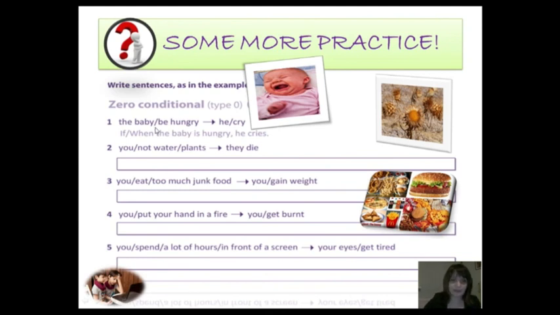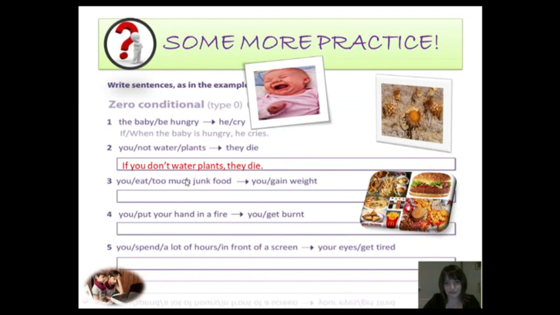Well, it is very simple. We are going to start the sentence with if or when. Rečenicu ćemo započeti sa if ili when, and then we're going to say like this. When the baby is hungry, he cries. So, who is going to do the sentence number 2? We have you, not water, plants, they die. This is an easy one. We had this example in the previous activity, remember? Oh, you paid attention. Very good. If you don't water plants, they die.